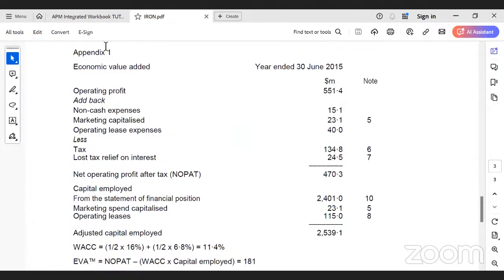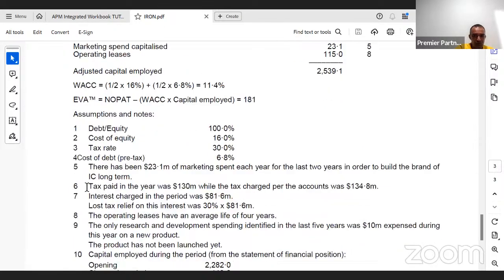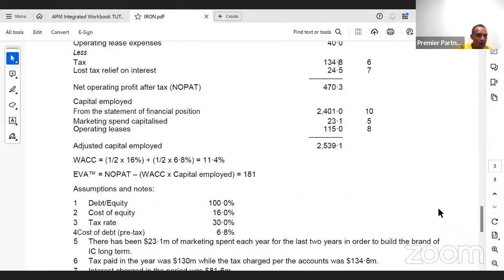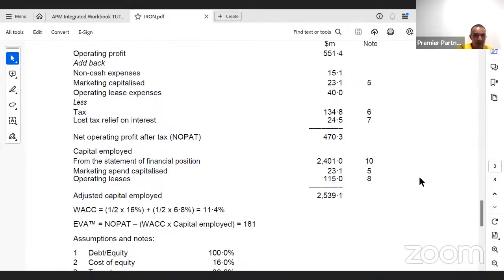Tax has been deducted at 134. Junior accountant must be you. But look at the tax note. Tax paid in the year was 130, while the tax charge per accounts was 134.8. Is it right or wrong? Wrong. He should put 130 here, the cash flow. That is one.